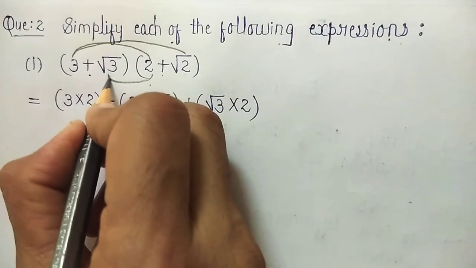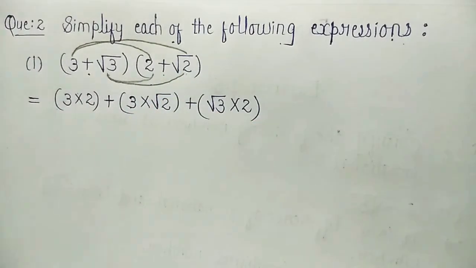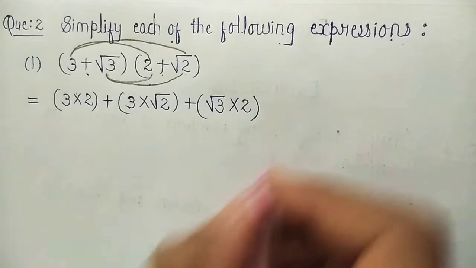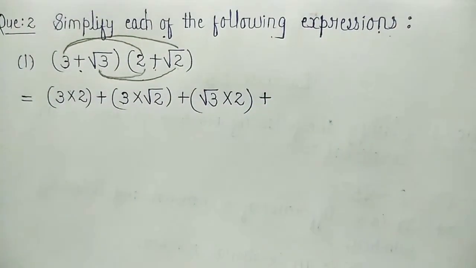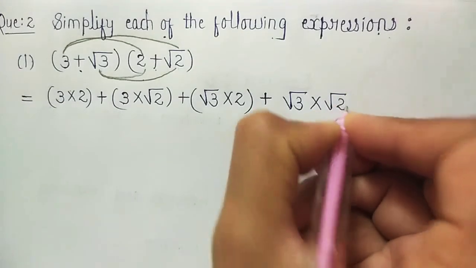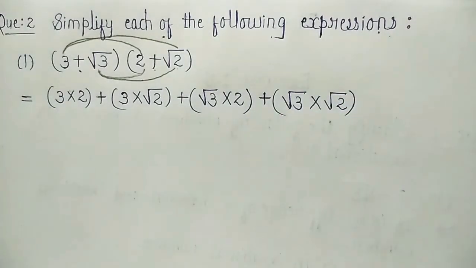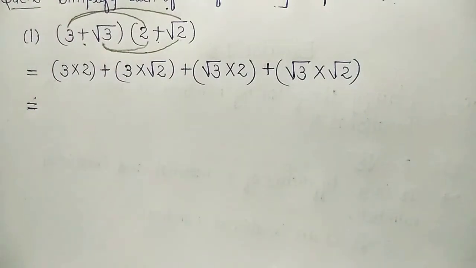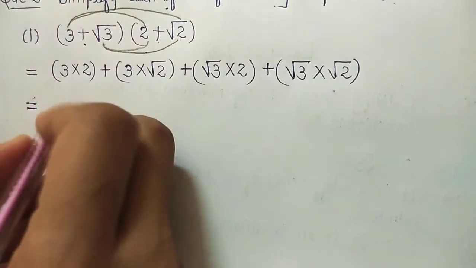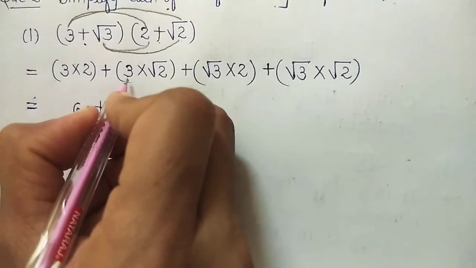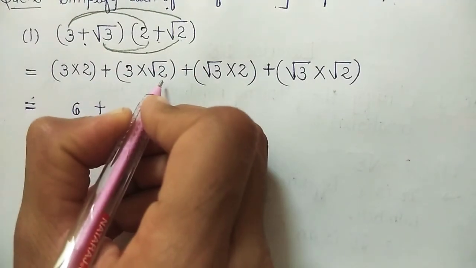Now this square root 3 will multiply with this square root 2. Here we have plus, here also we have plus. So what to write here? Plus sign, square root 3 multiplied with square root 2. Bracket complete. Let us find the products. 3 into 2, 6, plus 3 into square root 2.